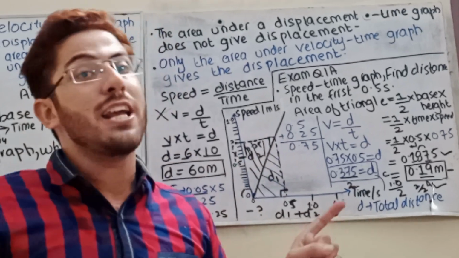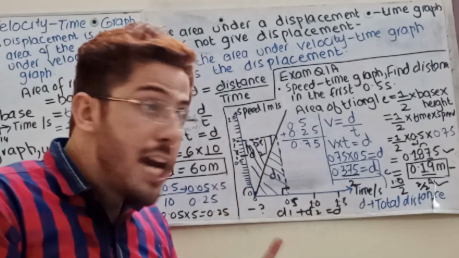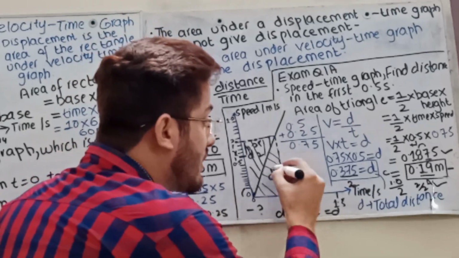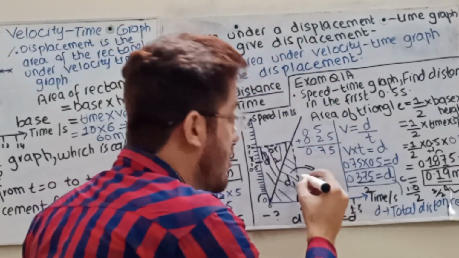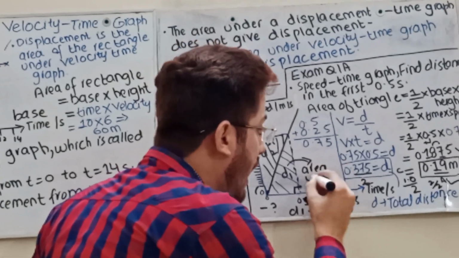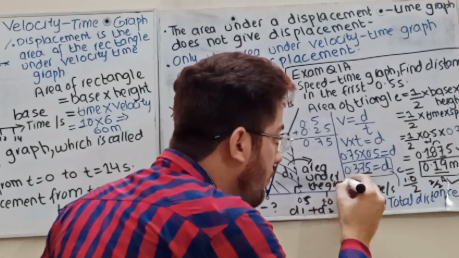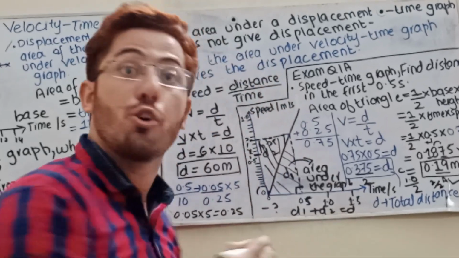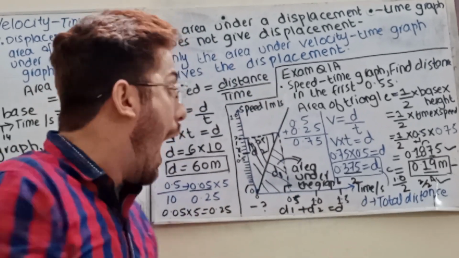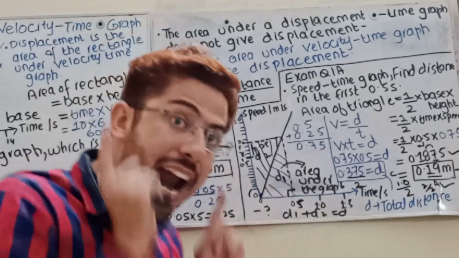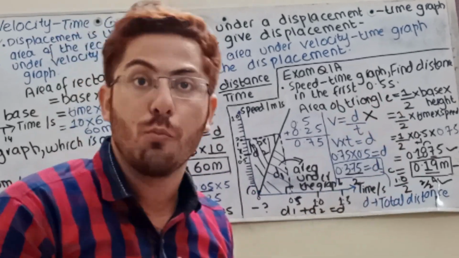But we don't need the whole distance. Student, do remember my word. We need only this distance, the area under the graph, the line I have mentioned. I don't need to find this distance. I only need this distance. That's why I told you we are not going to apply this formula, student.